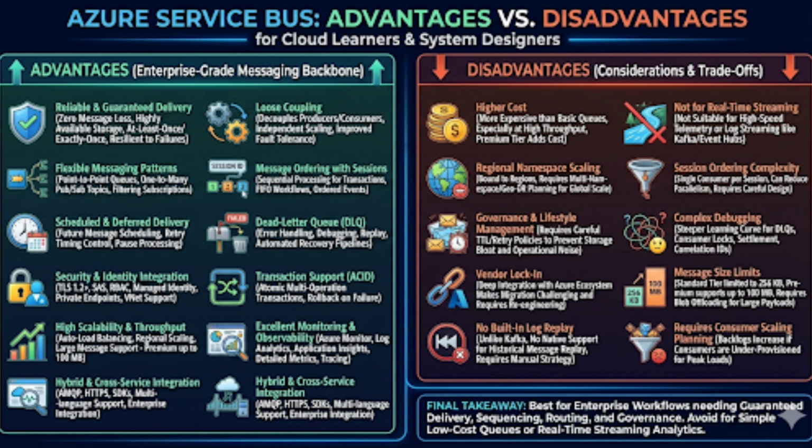7. Vendor lock-in due to deep Azure ecosystem integration. Since ASB is tightly integrated with Azure Identity, Monitoring, Policy, Networking, and Governance, migrating to non-Azure brokers later may require re-engineering. This can introduce long-term platform dependence. 8. Message size limits in standard tier. Although Premium supports 100 megabyte messages over AMQP, standard tier only supports 256 kilobytes. Large payload systems may need blob offloading, which increases system design work.